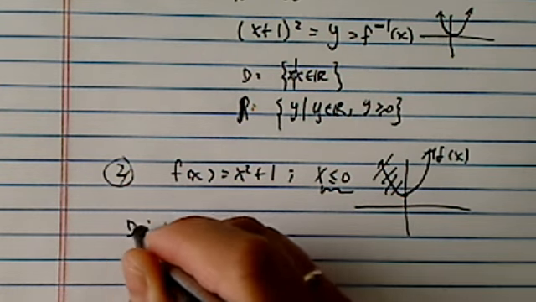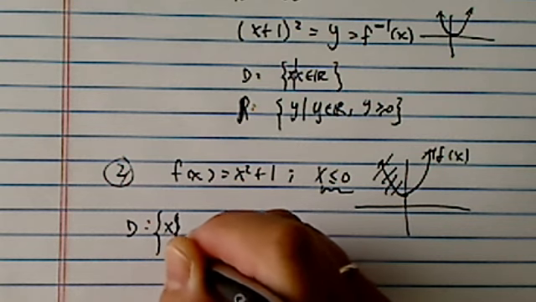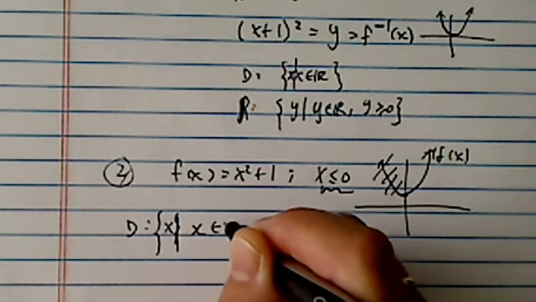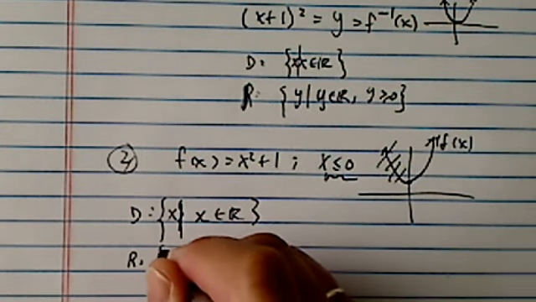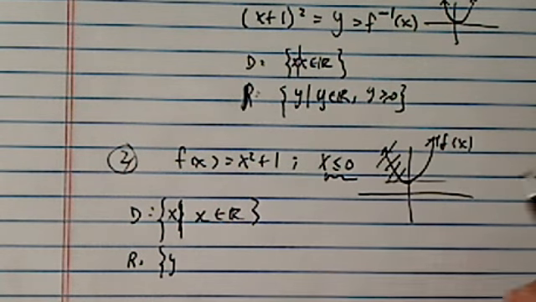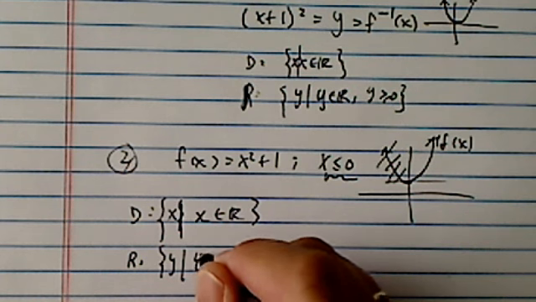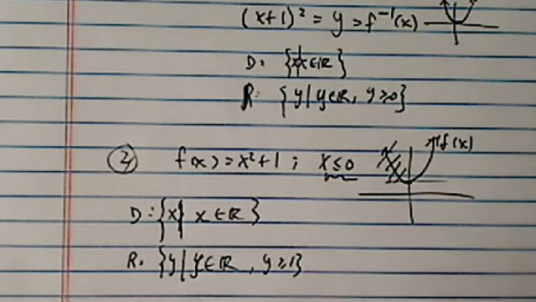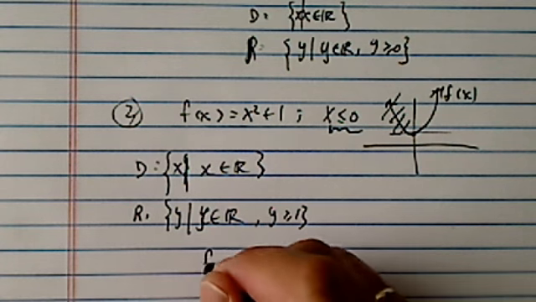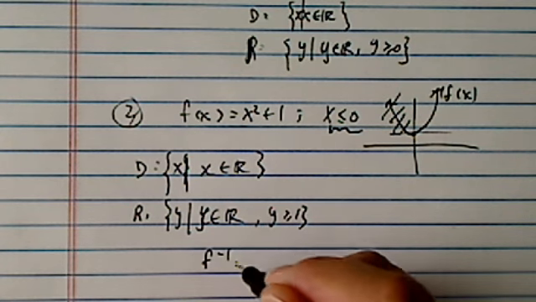Domain is pretty easy. There's no restriction. It belongs to the real. Range, on the other hand, is going to be everything above 1. Okay, so here's the range. F inverse is relatively easy to find.